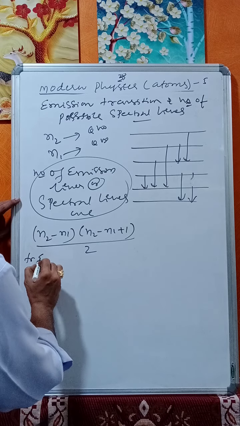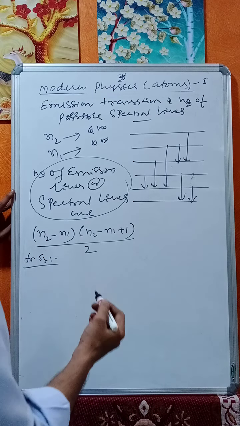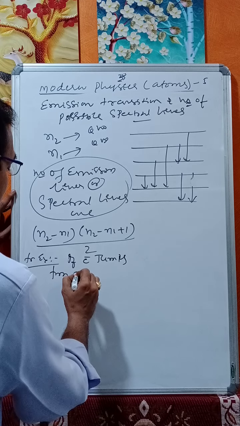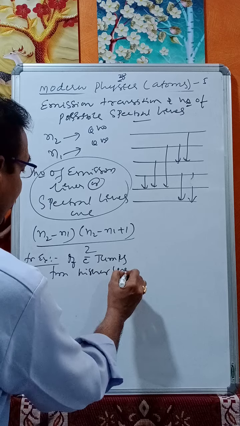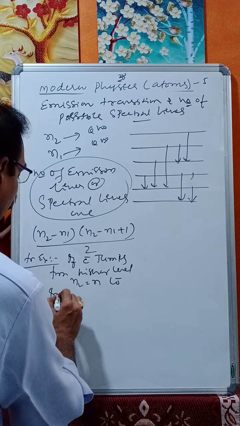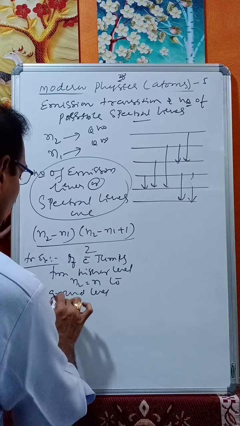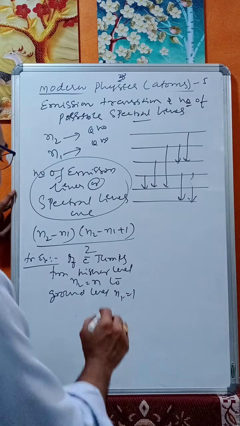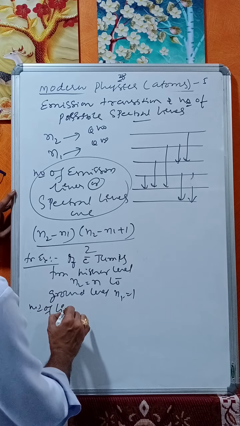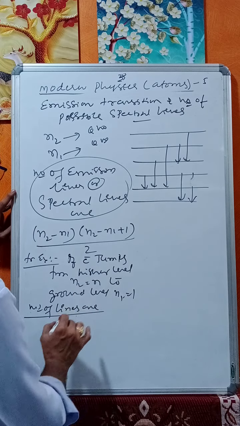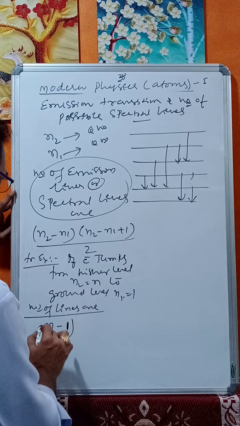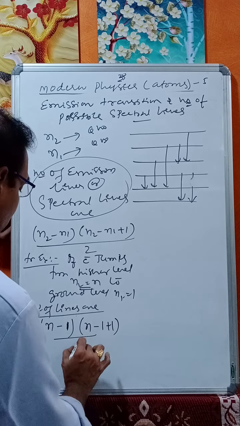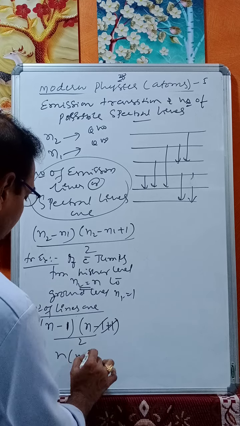For example, let us say the electron jumps from a higher level n2 equals n to the ground level, n1 equals 1. Ground level means n1 equals 1. The number of lines is (n minus 1)(n minus 1 plus 1) by 2. The plus 1 and the 1 cancel, giving n(n minus 1) by 2.